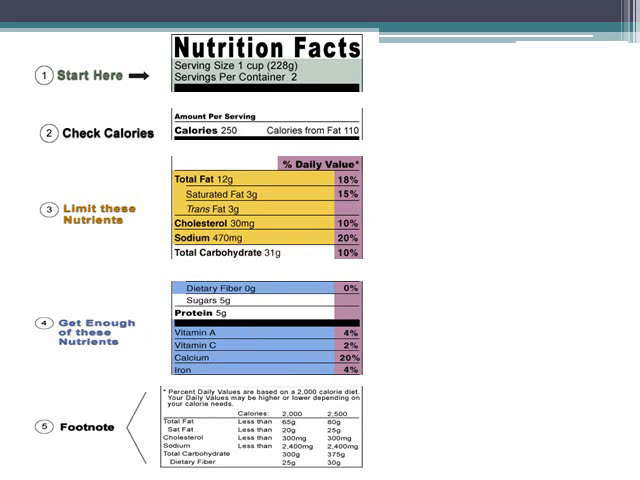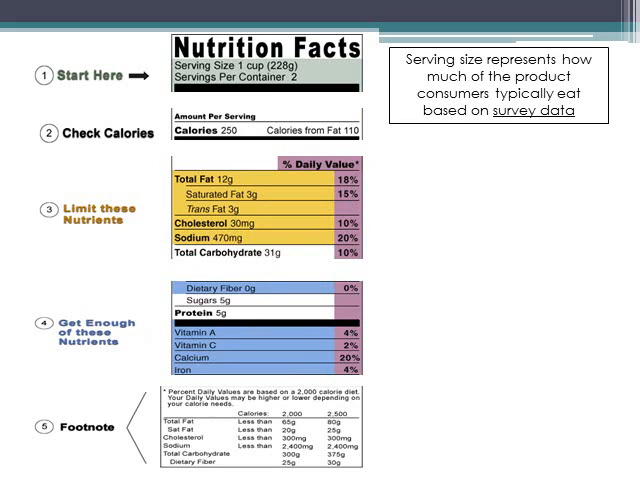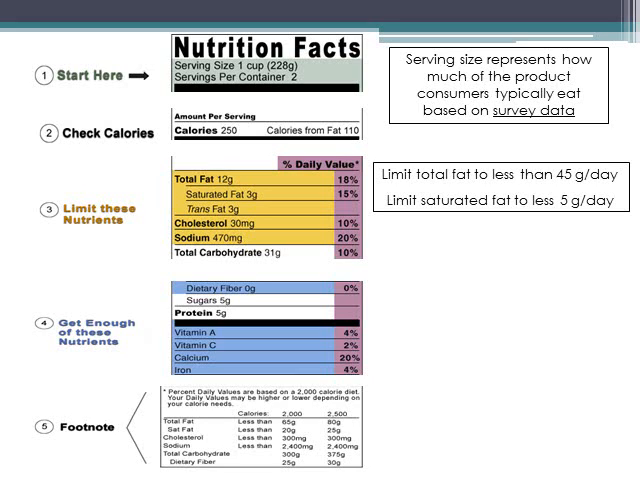Here's another representation going through again. So serving size represents how much of the product consumers typically eat, and this is based on survey data. We want to limit total fat to less than 45 grams per day and limit saturated fat to less than 5 grams per day. So if we had multiple foods, we would know that 45 minus 12, that's how much more fat we have to consume throughout the day. Saturated fat, we would only be able to consume 2 more grams.